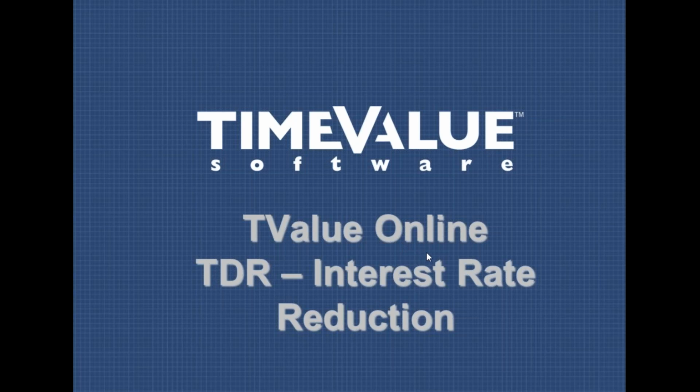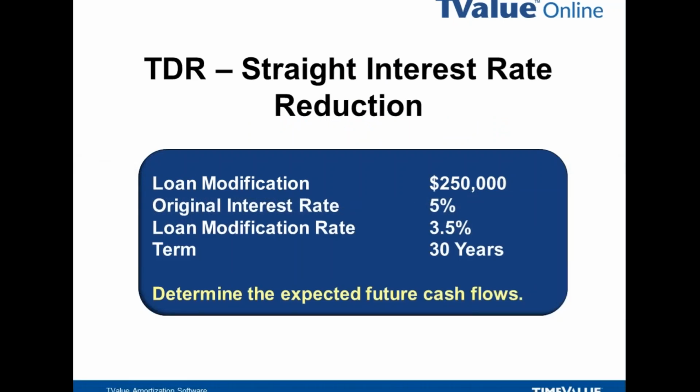So let's go ahead and look at our assumptions. Let's assume we have a loan modification of $250,000. The original interest rate was 5%. That's the only number we used from the original agreement. The loan modification rate will be 3.5%, and we're going to go back to our original term of 30 years to manage our cash flow. And now we want to determine what is our future cash flow. So let's go ahead and jump into TValue Online.